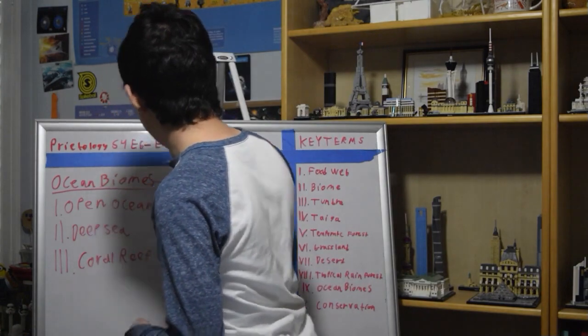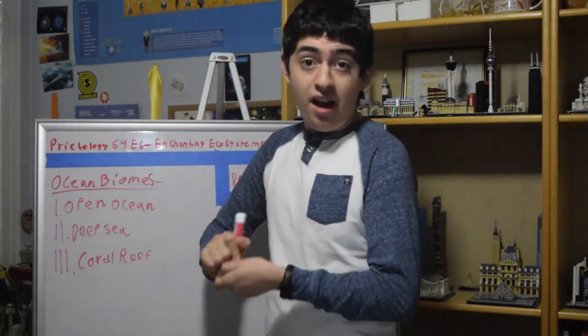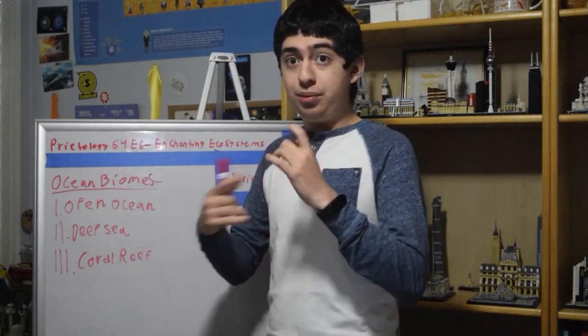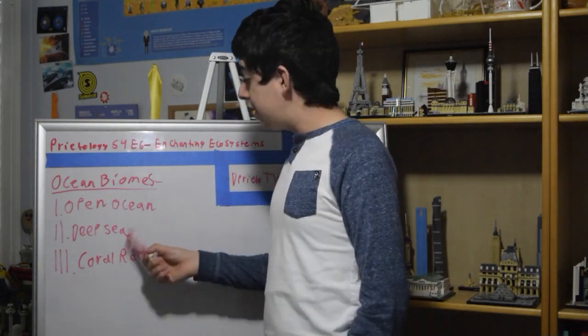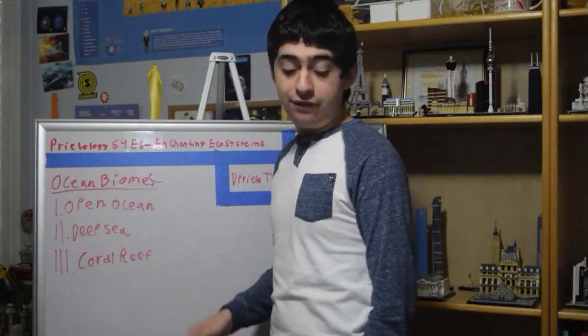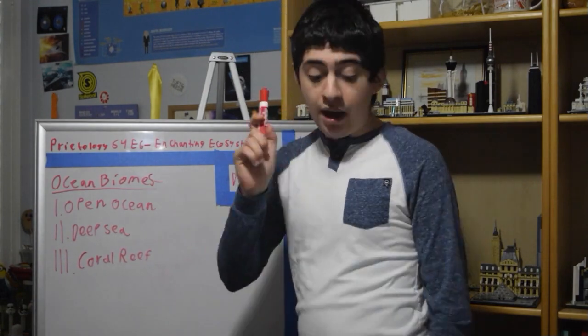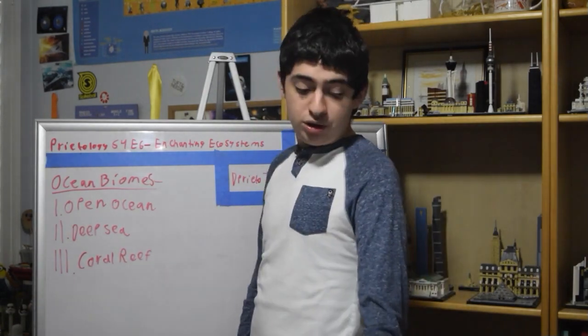There are 3 of them, so I should make that plural: ocean biomes. There are 3 types that we'll be talking about, the 3 big types, the 3 only types in the world: the open ocean, the deep sea, and the coral reef. Yes, the coral reef has its own biome. I'll explain why. First, we'll talk about the open ocean.